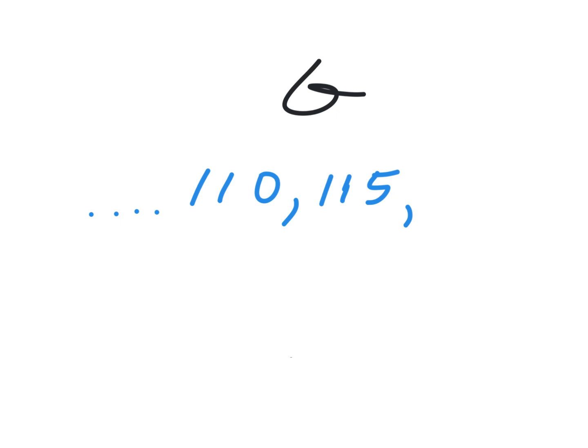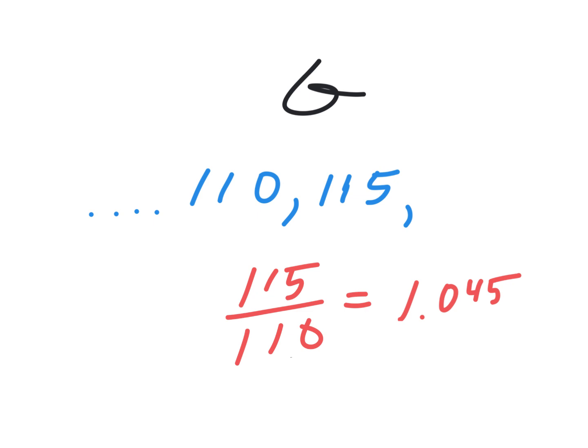Since this one is geometric, then it must have a common blah. Common what? Common ratio. Good. And what is the ratio? 1.04545. Awesome. And I think you probably did that by dividing 115 divided by 110, right? Can you tell me that again? 1.04545, and it keeps on repeating.